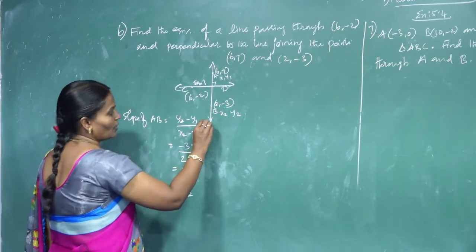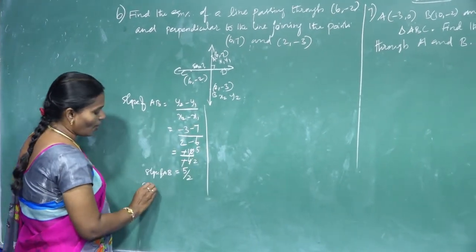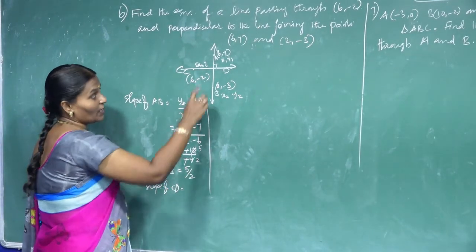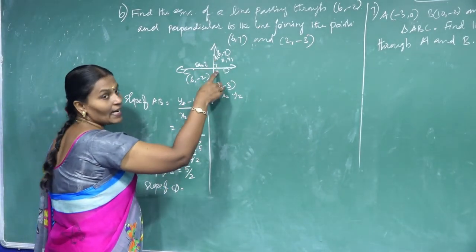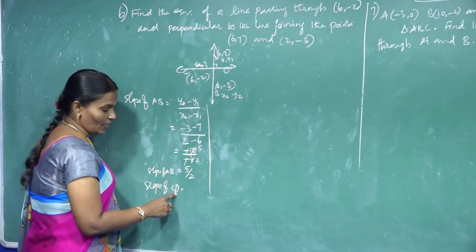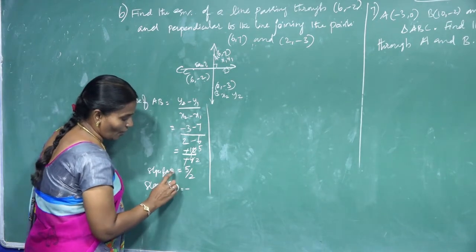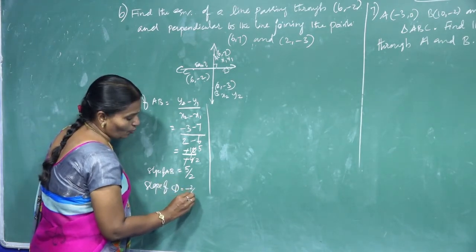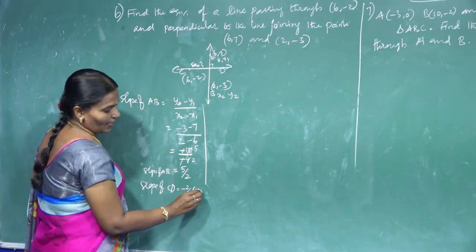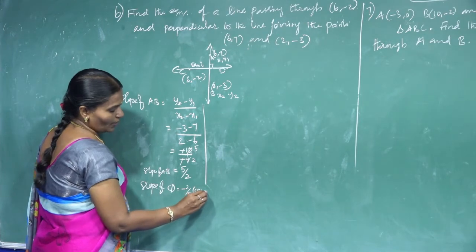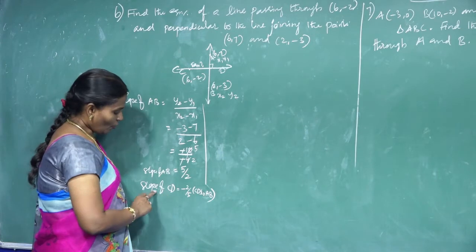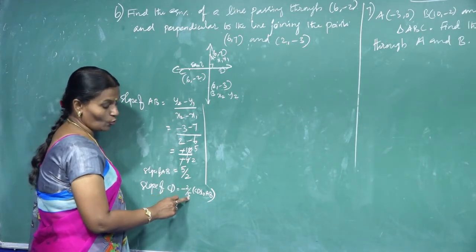Now you have to find the slope of CD. The AB line and the CD line are perpendicular to each other. So what is the slope of CD? It is the negative reciprocal of the slope of AB, so -2 by 5. Why -2 by 5? Because CD is perpendicular to AB. Therefore, the slope of CD is -2 by 5.